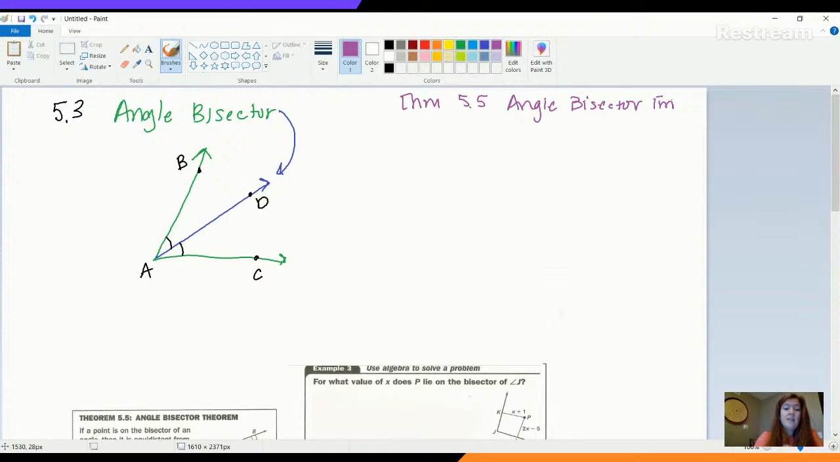What this means is if you pick any point on your angle bisector, then that point is equidistant from the two sides of your angle. So if I draw a line from here to one side of my angle and a line from here to the other side, these two are equidistant and therefore congruent to each other. If I pick any point and draw a line, then they're equidistant. This should feel pretty familiar. It's just like the perpendicular bisector.